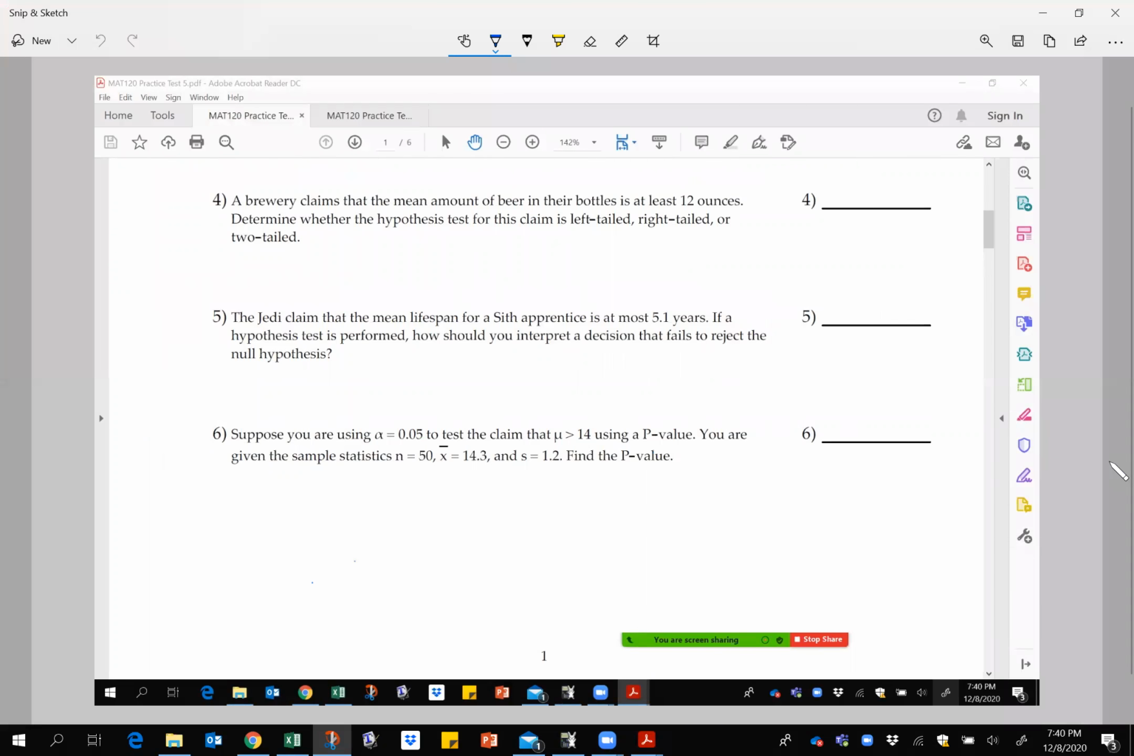In question 4, they say that a brewery claims that the mean amount of beer in their bottles is at least 12 ounces. Determine whether this is a left tail, right tail, or a two-tailed test. In order to determine that, again, we have to know what the hypotheses are. So we have one step to begin with. We need to set up our hypotheses.